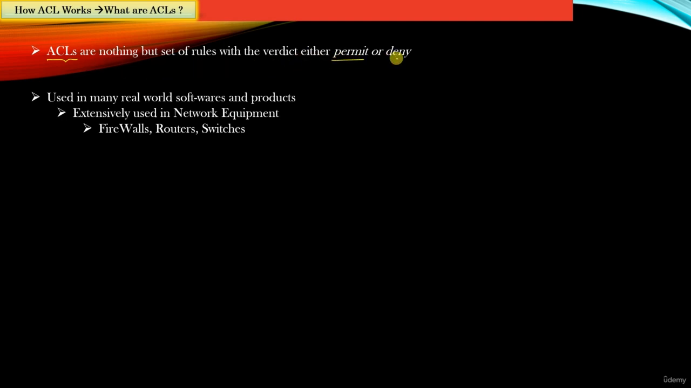either permit or deny. So a set of rules means rules which say that either something is permitted or something is denied. ACLs, or access control lists, are used in many real-world software and products. In fact, ACLs are extensively used in networking equipment, which could be firewalls, routers, or switches.